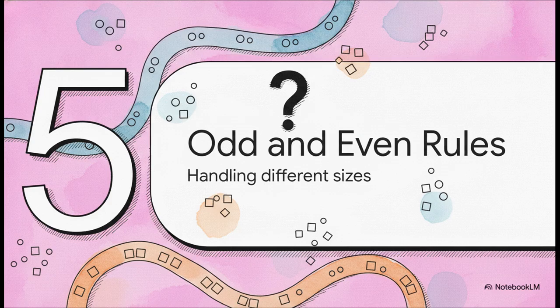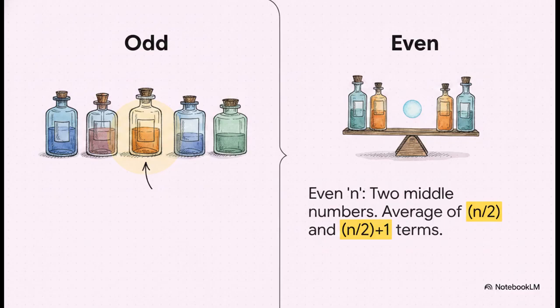And finally, Section 5, the odd and even rules. And this brilliantly illustrates how finding the middle splits depending on how many data points you actually have. When you have an odd number of items, say 5 items, an exact middle exists. It's the third item. The formula is simply the value of the (n plus 1) divided by 2 term. But when n is even, like 4 items, there's no single middle. 2 numbers actually share the middle. So you have to find those 2 middlemost numbers, add them up, and multiply by a half. Basically, you're just finding the mean of those 2 middle terms.